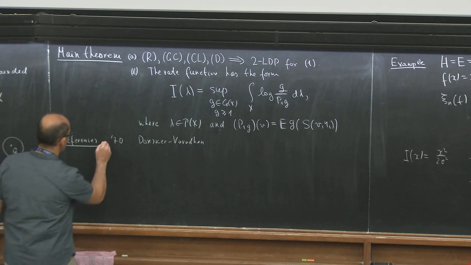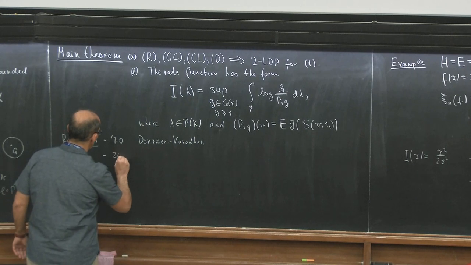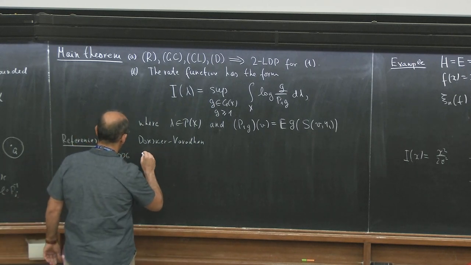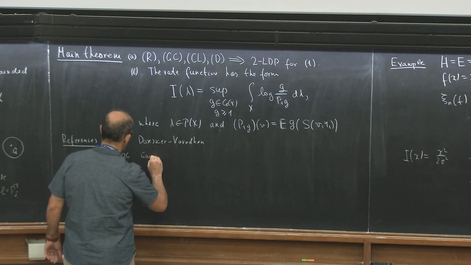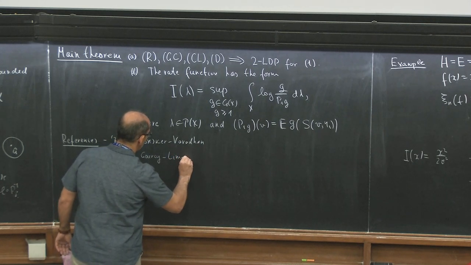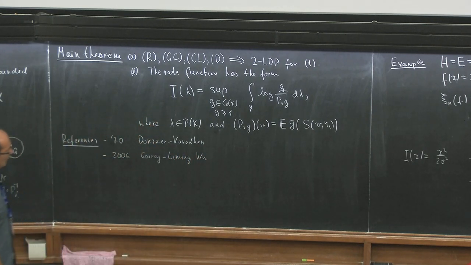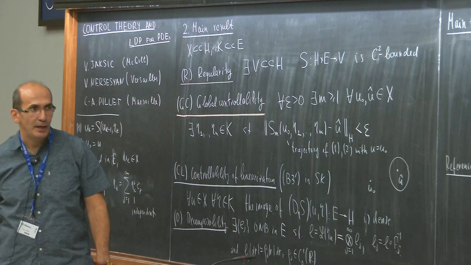In the context of PDEs, there was a result in 2006 by Liming Wu and Gourcy. Matteo Gourcy was a student of Liming Wu. They studied the Navier-Stokes equation or Burgers equation perturbed by rough noise. If we translate into this language, their condition is that the image of the derivative is not simply dense, but equal to H. So this is the difference between this result and what was done by Gourcy and Liming Wu.